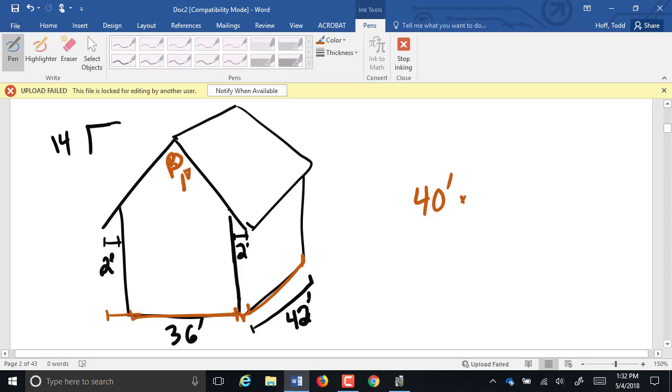You guys know what that symbol means, a circle with an X in it? It's not lookouts, that just means it's coming towards you. It's a dimension coming towards you. So that just means there's 1 foot sticking out towards you there. So that means this becomes 44, right? 42 plus 1 on each end, which gives us a total of 1,760 square feet.